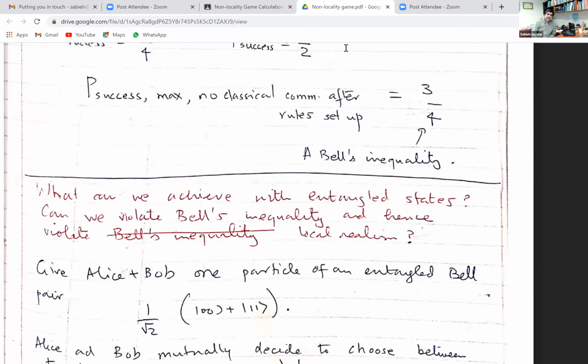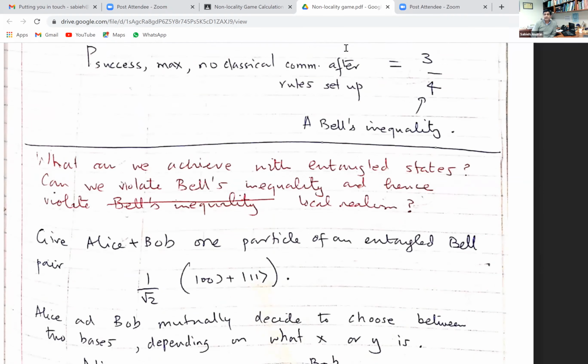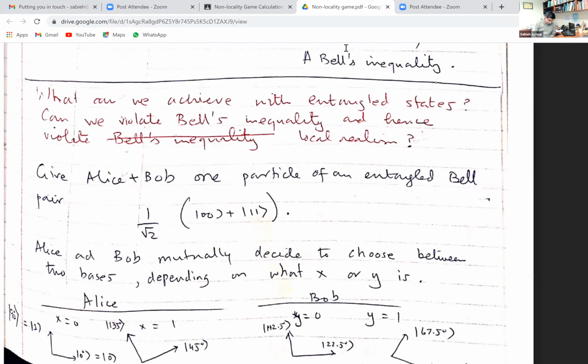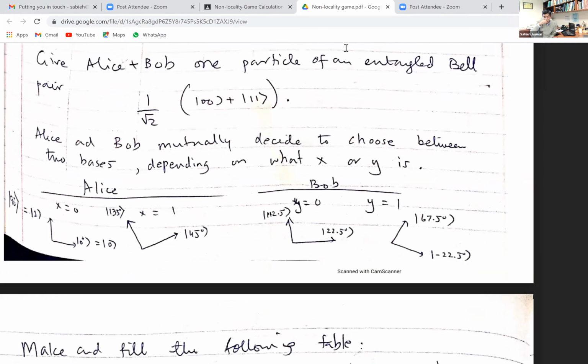So now Alice and Bob still get together. An entangled pair of particles is produced. Alice gets one particle of the pair, Bob gets the other particle of the pair. And the particles are prepared, say, in the Bell state, |00> plus |11>. And Alice and Bob now design a different kind of game. They still would like to maximize the probability of winning.